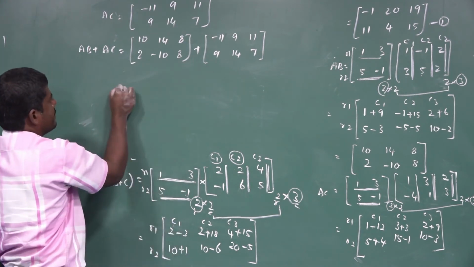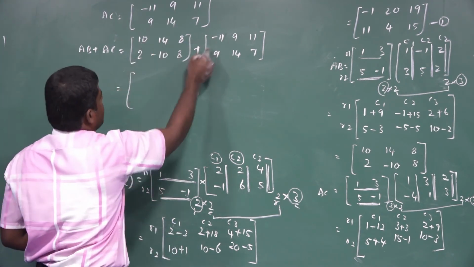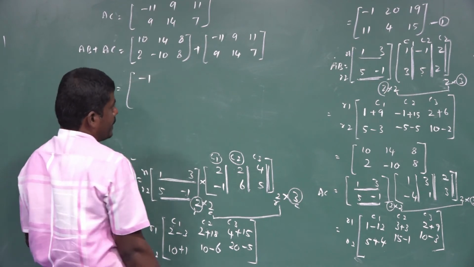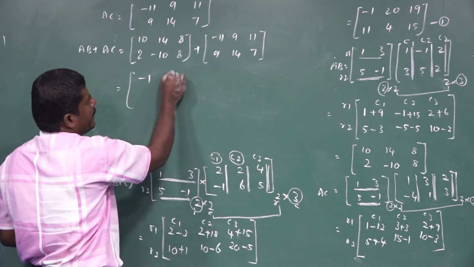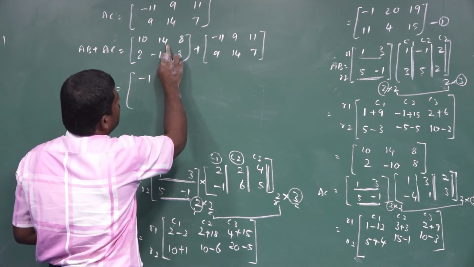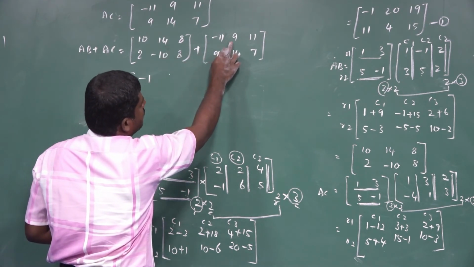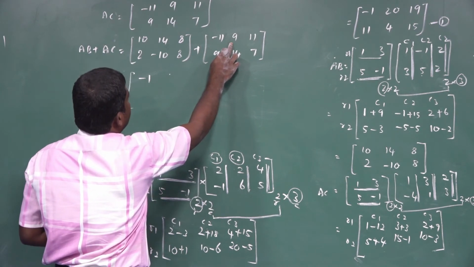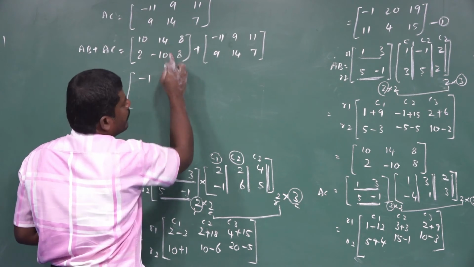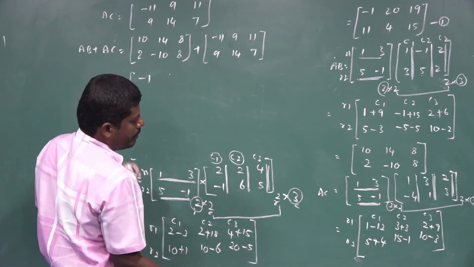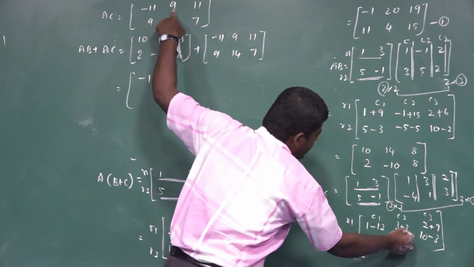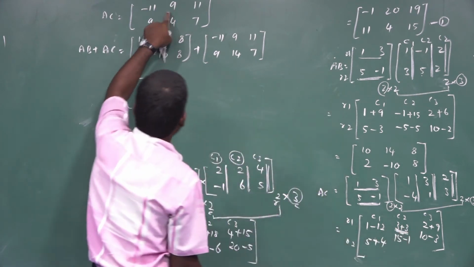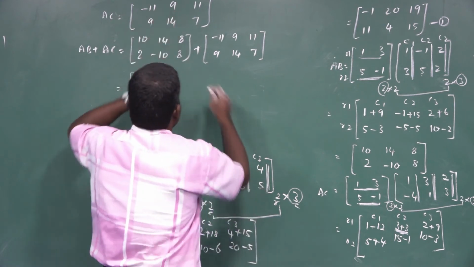Adding these two matrices, we get 10 minus 11, minus 1. 10 minus 7, minus 1. 14 plus 9, 23. 8 plus 1, 19. 3 plus 3. Here 3 plus 3 is there. In the AC matrix, 3 plus 3 we get only 6.